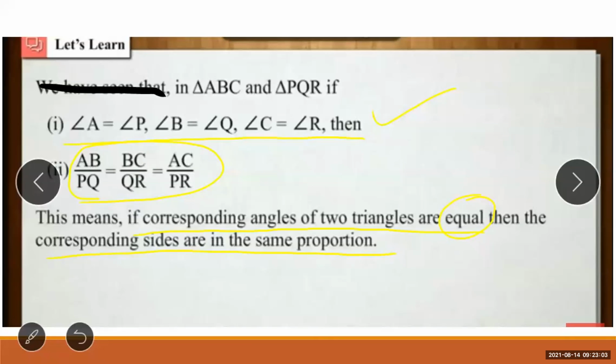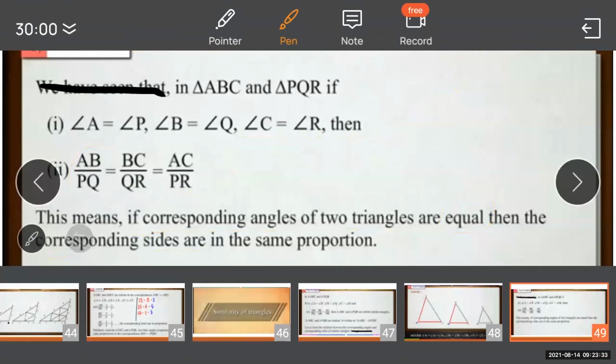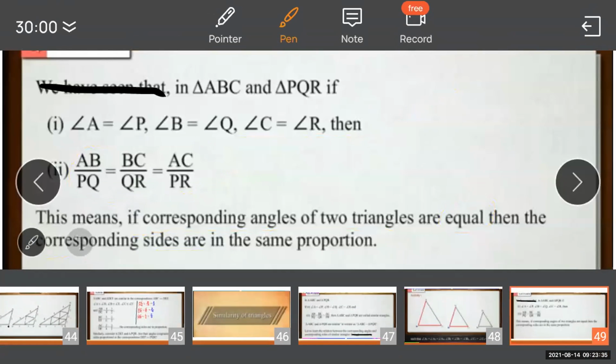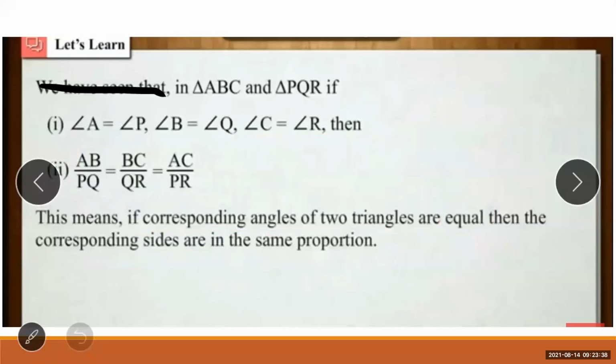Understood what is the relation between these two? If the corresponding angles are given equal, then their corresponding sides are also in proportion with equal value. Yes, all the theoretical part of this lesson we completed here.